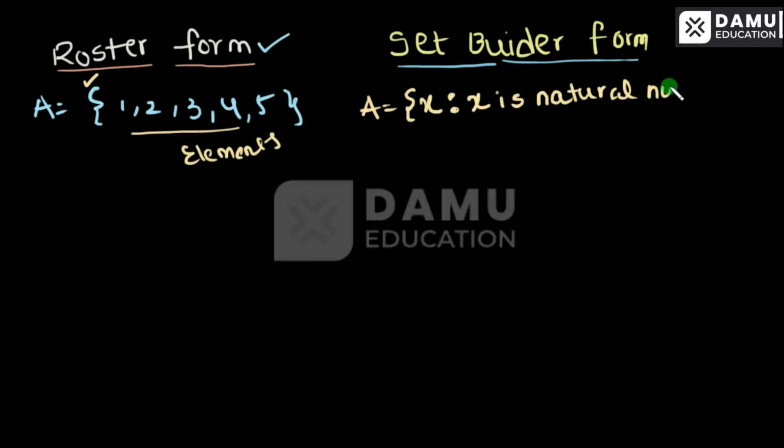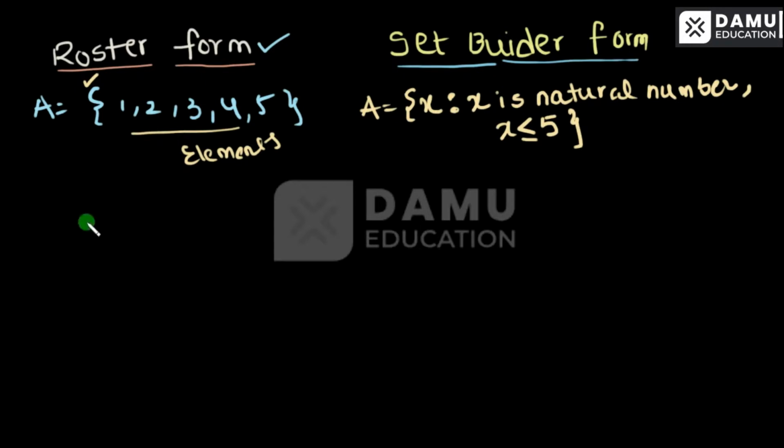x is a natural number, and separate with a comma. x is a natural number up to where it goes. So x less than or equal to 5. Less than or equal to 5. This is the set builder form.